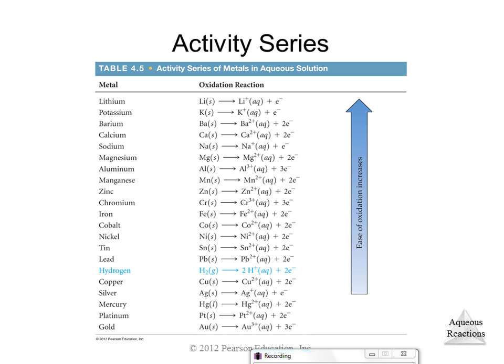This goes with the activity series, and this is table 4-5 in your book. Be familiar with this. You don't have to memorize it, but be familiar with it. If you look at the top of this table, these elements up here at the top want to be oxidized. They have an ease of oxidation. That means they readily want to lose their electrons. Oxidation is loss. Down here at the bottom, the farther you go down, they don't want to be oxidized. There's silver at the bottom. It doesn't want to readily be oxidized. So how do you use this chart?